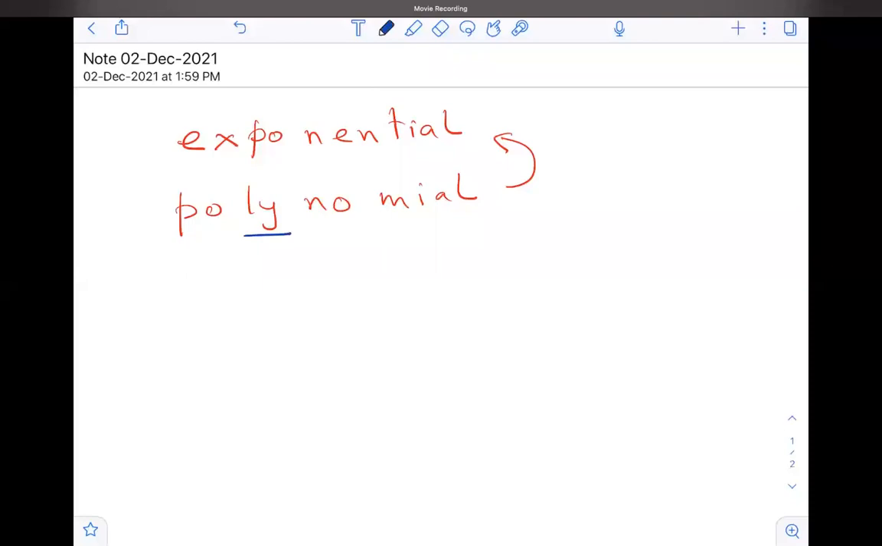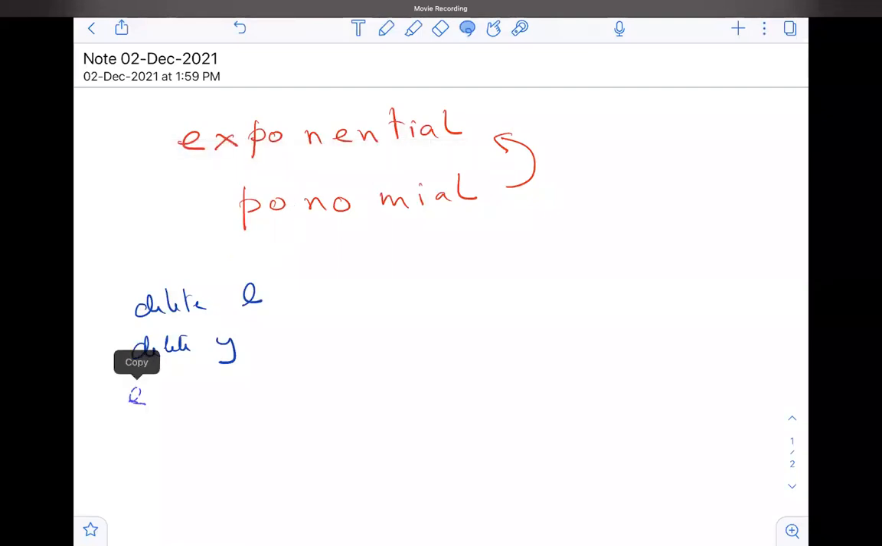I first delete L, delete Y. So then I get PONOMIAL, right? Now if I use my trickery over here, I can shift this to here. Now what I can do is add E and X. So I've added these two things, E and X.